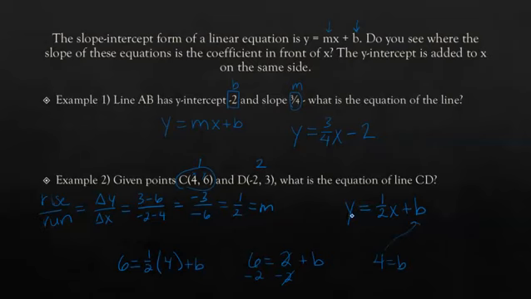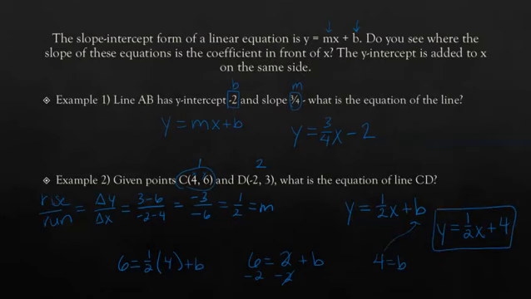So the last thing I do is rewrite this equation with the 4 plugged in for b and the x and the y as part of the equation. Y equals 1/2 x plus 4. And that is my final answer. That's the equation of the line CD.